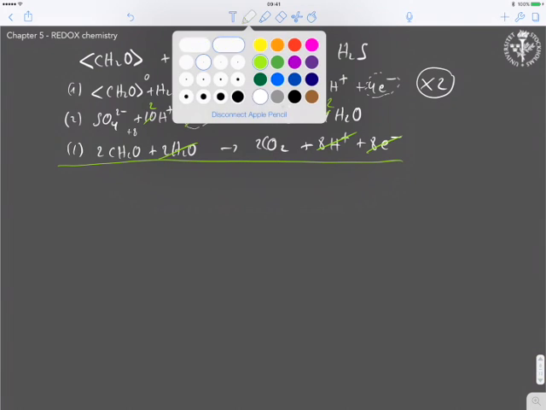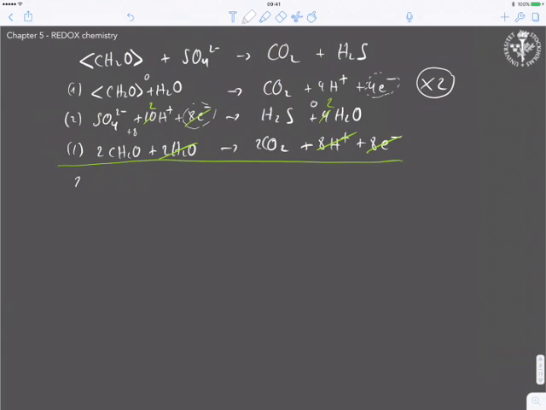Writing back in white, we have 2CH2O plus sulfate, 1 mole of sulfate, plus 2 protons will give you 2 moles of CO2, plus 1 mole of H2S and 2 moles of water. So we can stop here. We have a balanced equation.